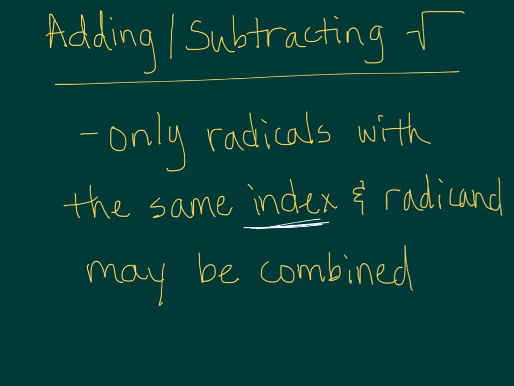So I want to emphasize that they have to have the same index and they have to have the same radicand. Now when we were talking about multiplying and dividing earlier, we can go ahead and multiply and divide with different indexes and different radicands, and that's okay. But adding and subtracting we can't. So it's really important that you recognize that they have to be the same index and same radicand to be combined.